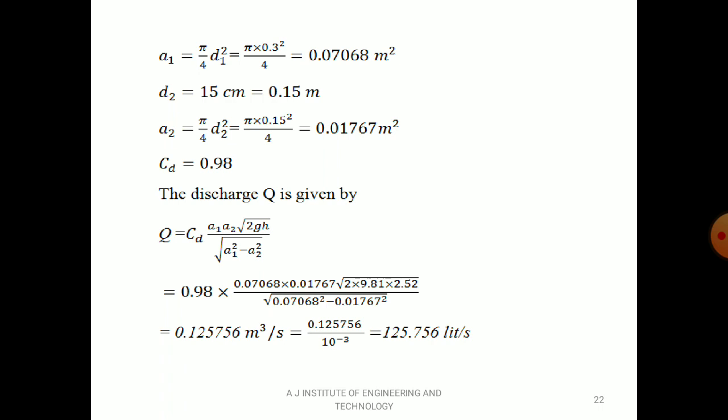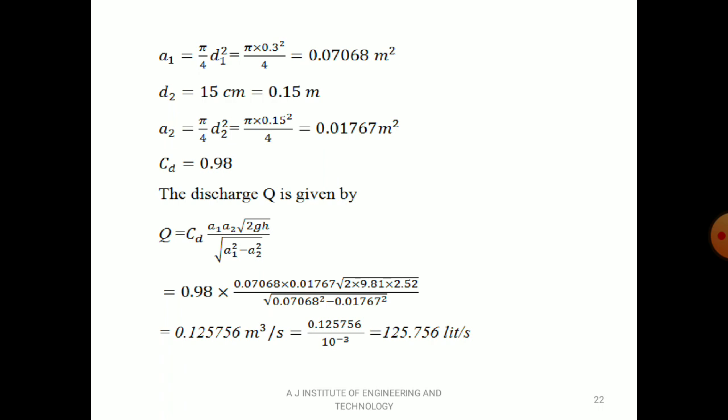So the expression for a horizontal Venturimeter: the discharge Q is given by Q equals CD into A1 A2 square root of 2GH divided by square root of A1 square minus A2 square. A1 and A2 are the cross-sectional areas at section 1 and section 2, H is the difference of pressure head, CD is the coefficient of discharge, and Q is the rate of discharge. So we can substitute the values.